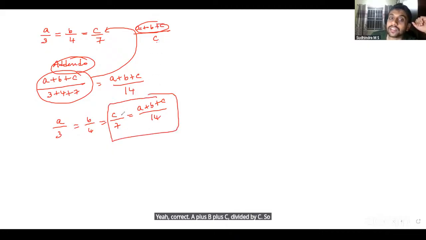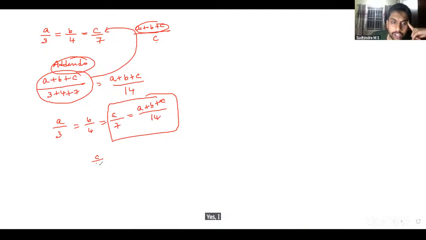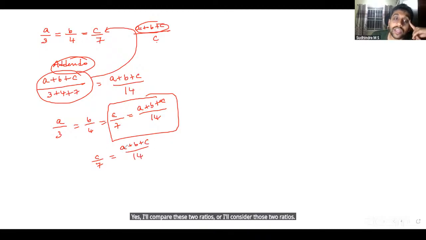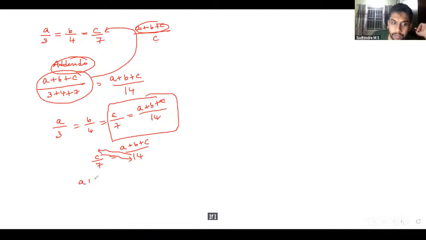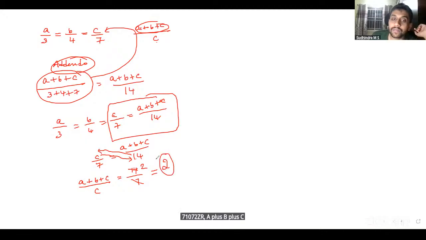So can I compare these two ratios? Yes, I'll consider those two ratios. And since I want A plus B plus C divided by C, I'll send the C this side, 14 the other side. If I do that interchange, what happens? A plus B plus C divided by C is 14 goes to the numerator divided by 7. 7 ones are 7, 7 twos are 14. A plus B plus C by C is 2. 2 is to 1 or 2, either way. Okay, that's the answer. Are we clear?